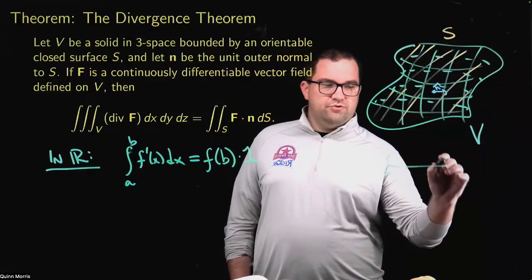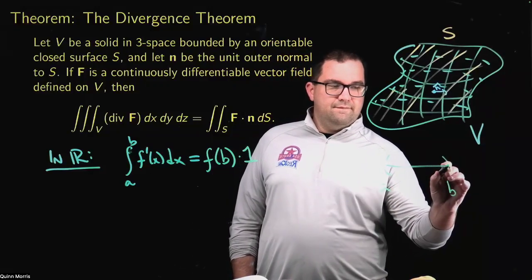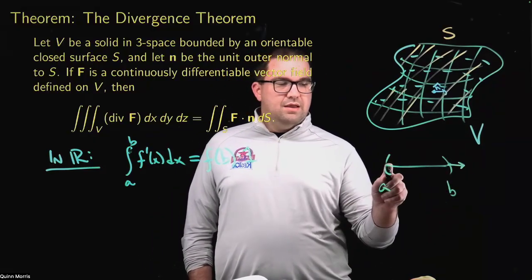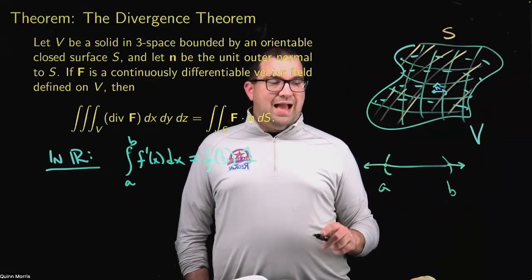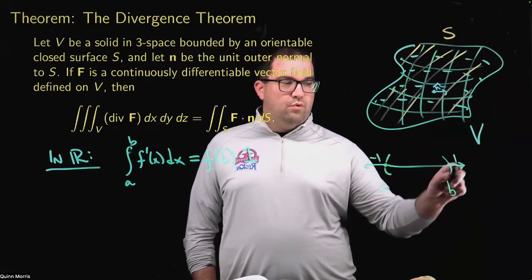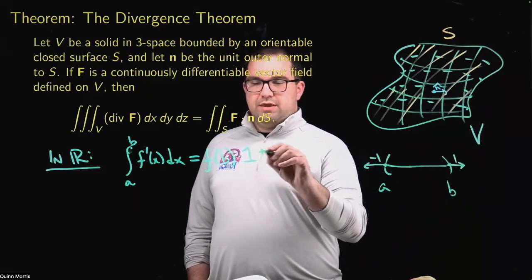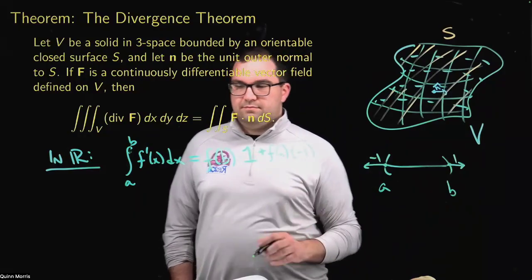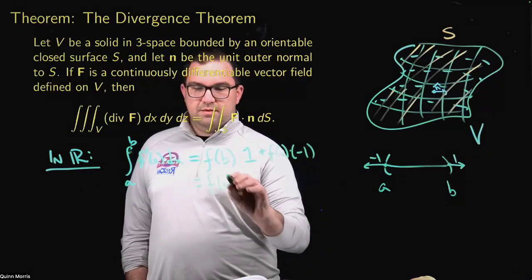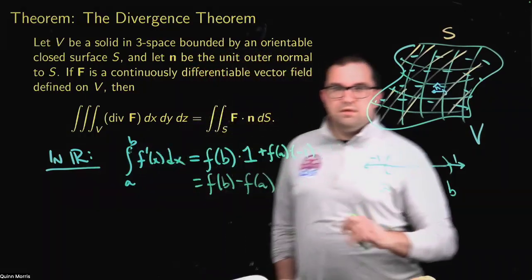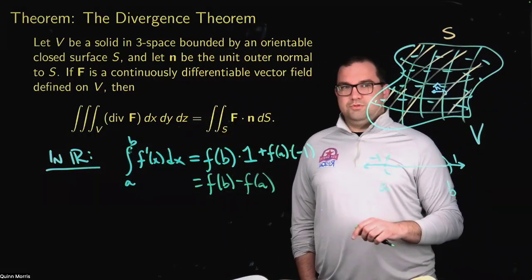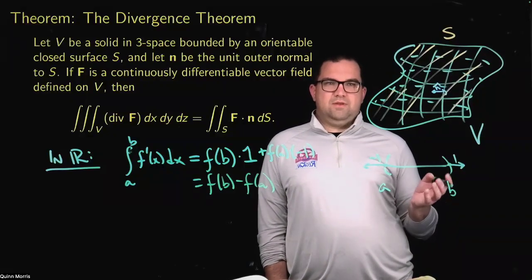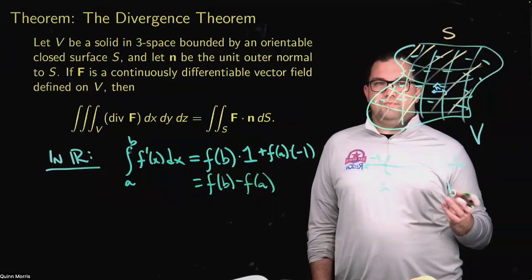And notice that again on the interval AB, that is the outward normal derivative, which is what you want n to be. At A, you need the outward normal derivative. That's just going to be -1. So you get plus F of A times -1. So this just becomes F of B minus F of A. And what I want you to see is that this, the divergence theorem in R, is just the fundamental theorem of calculus.